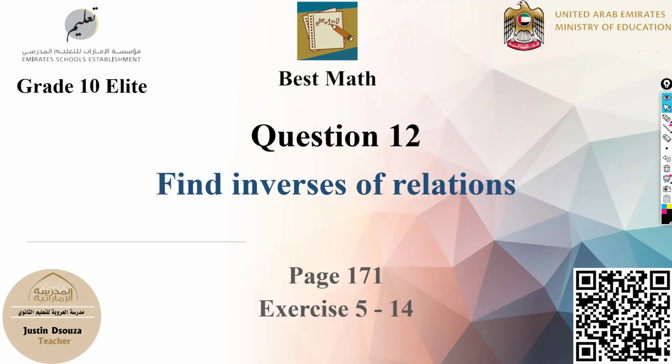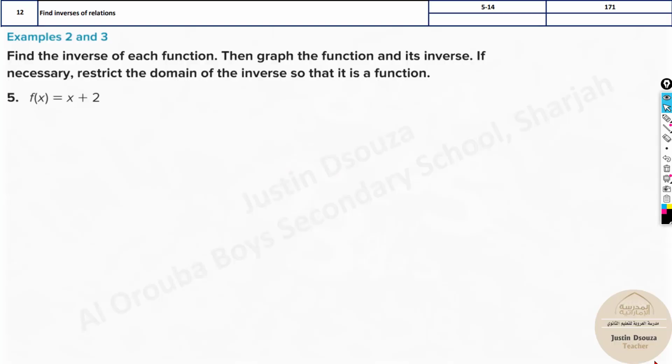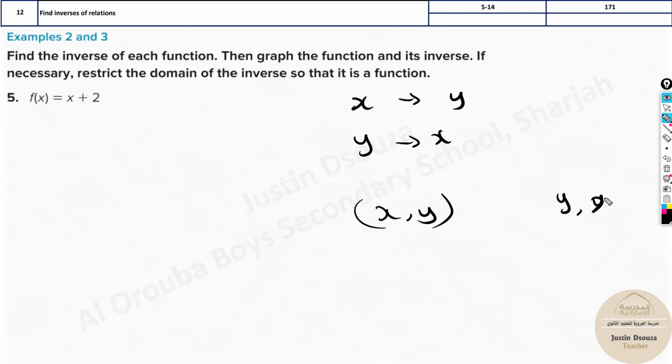Question number 12 is to find inverses of relations. Basically, there is a rule for inverse functions. I will write down the rule and then I will tell you about the domain and inverse and everything about that. First thing, this is a linear function. It's very easy. The most important thing you must understand is inverse means x becomes y, or y becomes x. Similarly, if you have, say, an xy coordinate pair, the inverse will be yx.